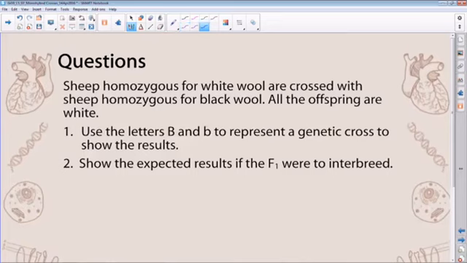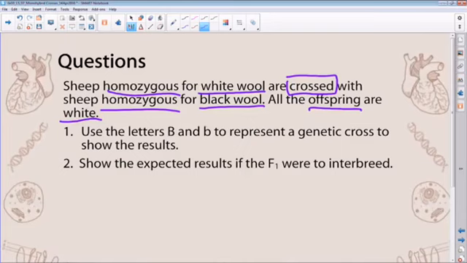Okay, sheep, homozygous, and I'm just going to highlight all the important stuff. First thing, a sheep is homozygous, okay, which means it's homo. The two are the same. It means it's a purebred, okay, and it's white wool. We're happy with this, white wool. Then we have, it's crossed with a homozygous, so that means it's another purebred, right? Which one? Black wool. Okay, so all they've given to me is you've got a homozygous white, homozygous black, okay? Then it said all the offspring are white.